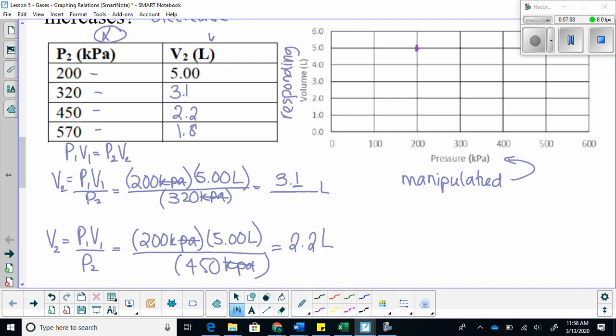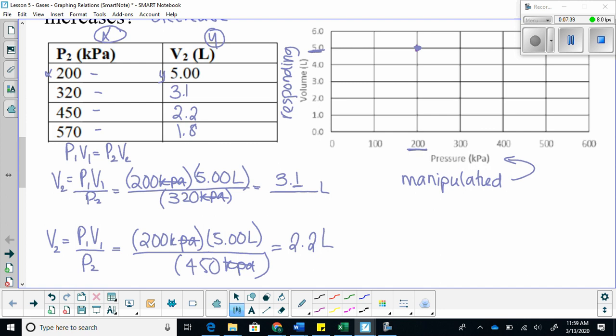Your responding variable will always be in the y column or the y-axis of the graph. Because we calculated these values, they will be our responding variable. When you are plotting on a graph, you are going to read the points across. This point here is your x, this point here is your y. So I find my x, 200, I find my y, 5, I cross-reference those to make my first point.